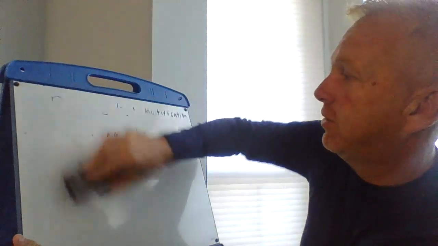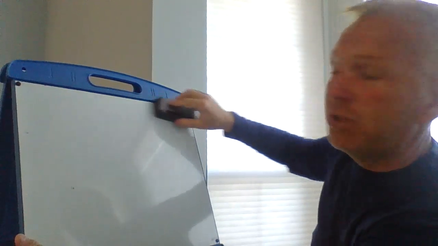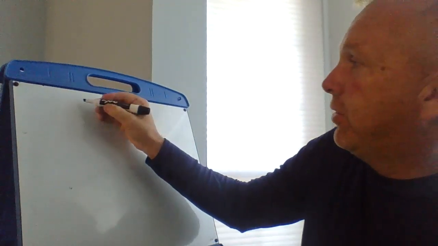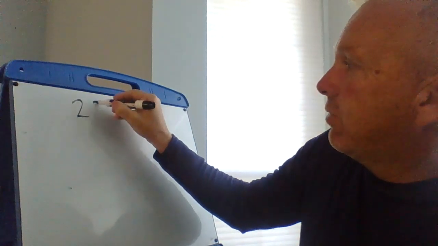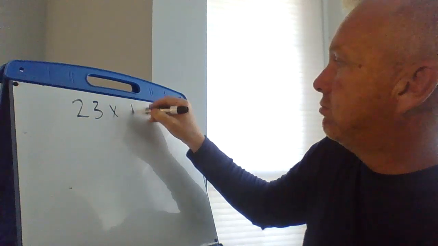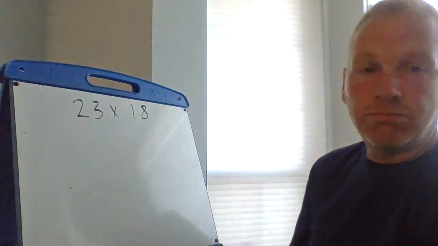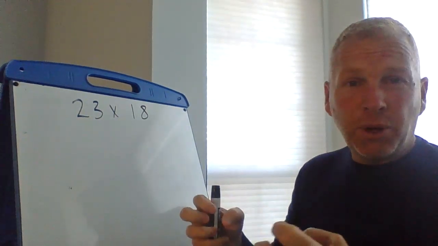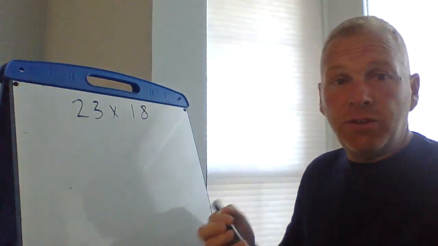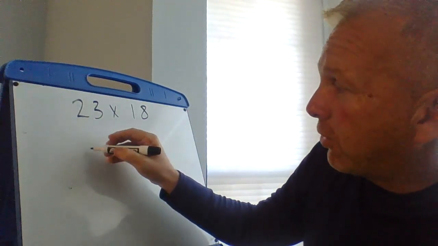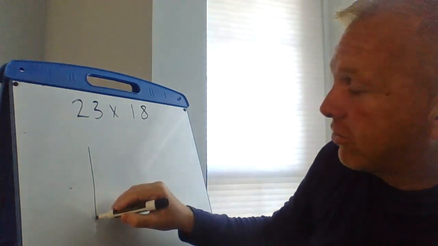I'm going to erase my little thing here. Double digit. So I'm just going to pick a random number. Let's start off with 23 times, I don't know, 18. So the difference here, we're still going to decompose or break apart these numbers, but now we're going to set up our area model with 4 boxes.